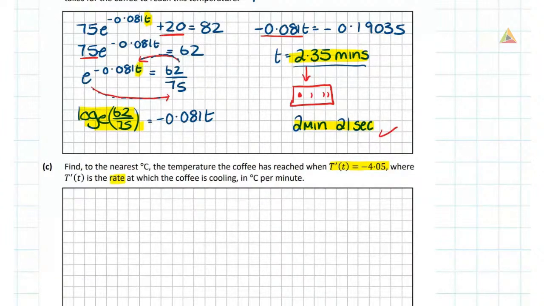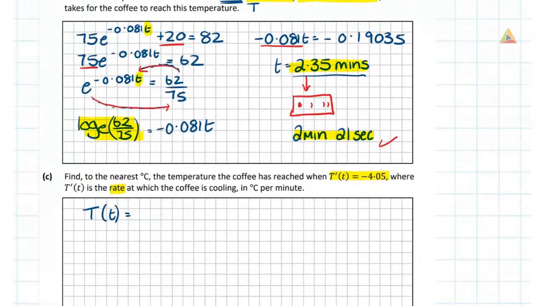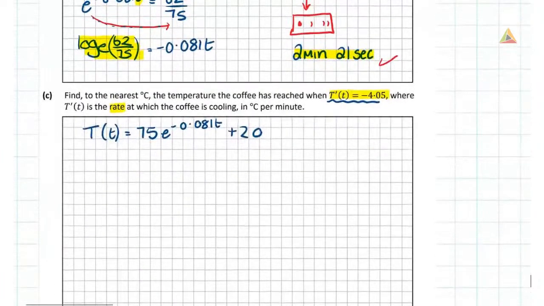So the first thing we need to do, well, we're going to write down our formula first of all, and we have that from part B. It's 75 e to the minus 0.081 t plus 20. And what we're asked to do here, we're asked to differentiate it and let it equal minus 4.05. So when we differentiate, we're going to use our log tables to help us, but the 75, the constant out the front, stays as it is.